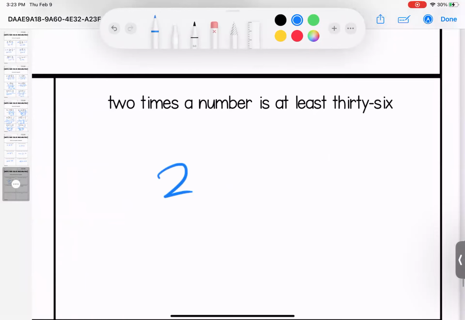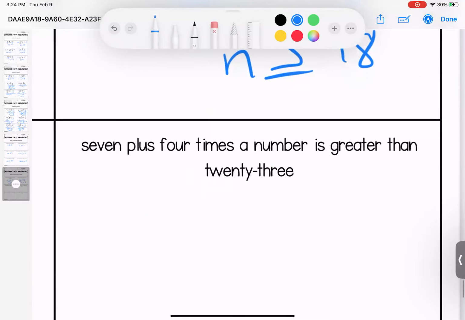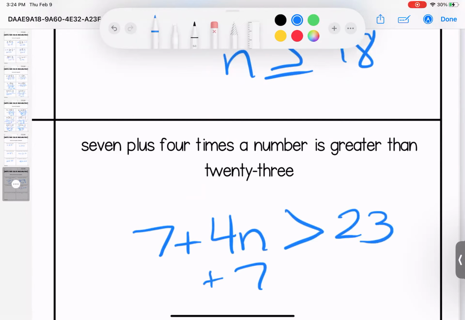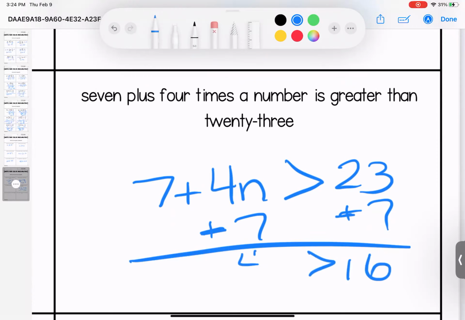Over here, 2 times a number is at least 36. So that means it's 36 or greater. Solve it. Divide both sides by 2. n is greater than or equal to 18. Down here, 7 plus 4 times a number is greater than 23. Subtract 7 from both sides. When we do that, we get 16. Divide both by 4. n is greater than 4.